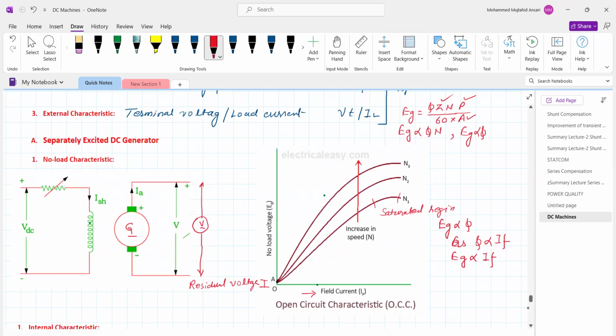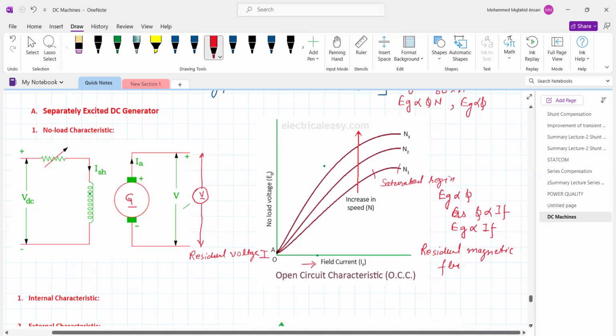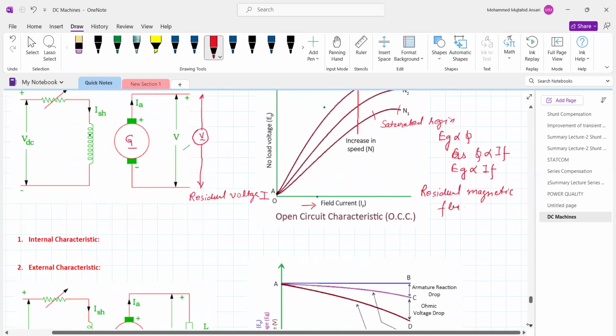Hence, even if the field current is zero, it will induce some voltage in the range of 5 volt, 10 volt, 15 volts as per the capacity of the generator. That voltage is called the residual voltage. It is due to residual magnetism, the magnetic flux which remains present in the magnetic material or magnetic circuit even if the MMF has been removed. So this is the open circuit characteristic of the separately excited DC generator.